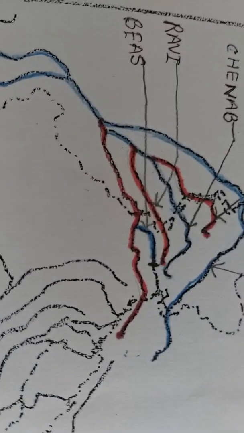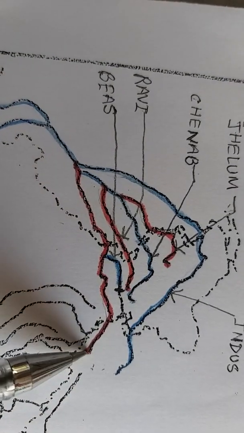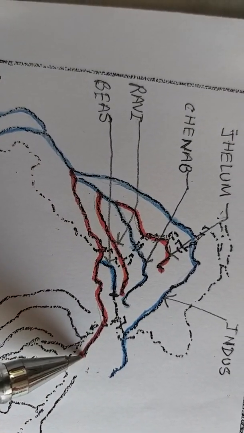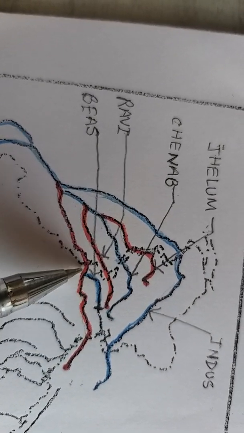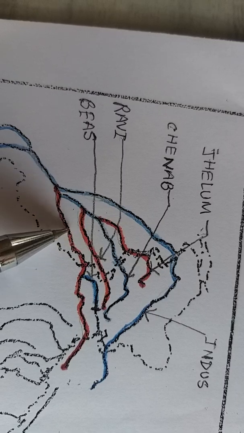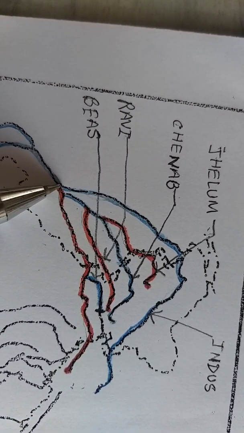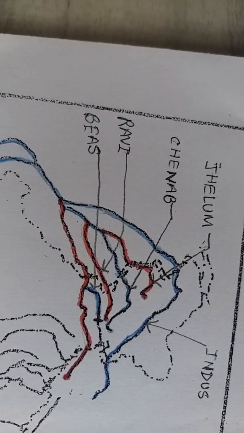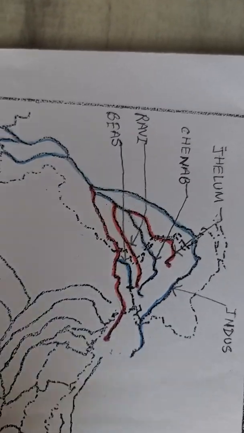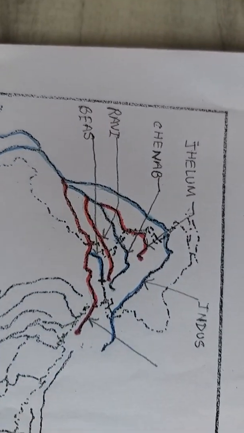I'll repeat. It originates at Mansarovar Lake here. It flows in Tibet, then here it enters in India. From this point it enters in Pakistan and it goes and connects the river Indus. So the entire course you will have to mark. Now let us label it. So this is the river Satluj.